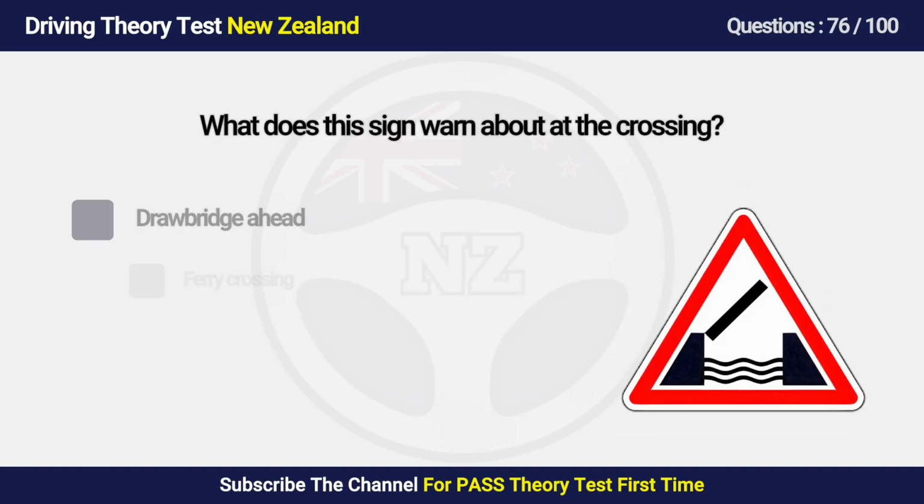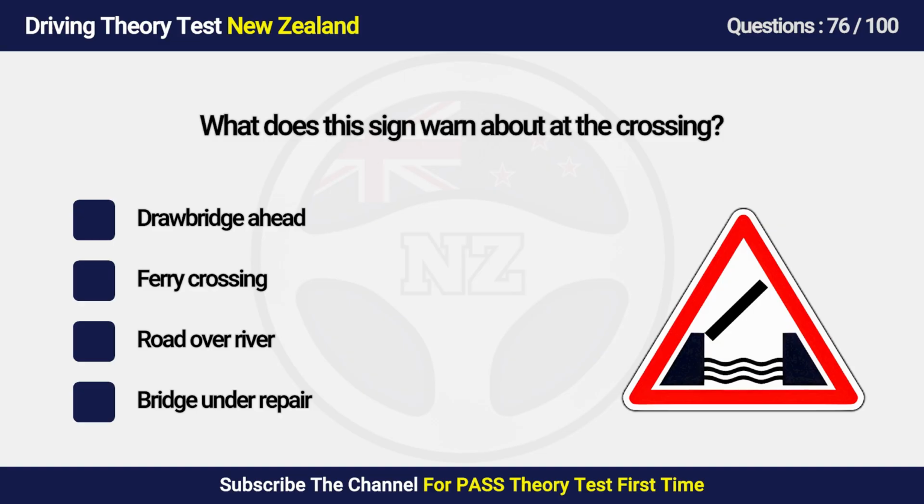Question 76. What does this sign warn about at the crossing? A. Drawbridge ahead. B. Ferry crossing. C. Road over river. D. Bridge under repair.